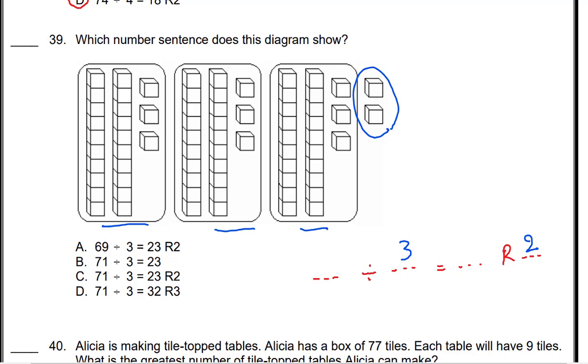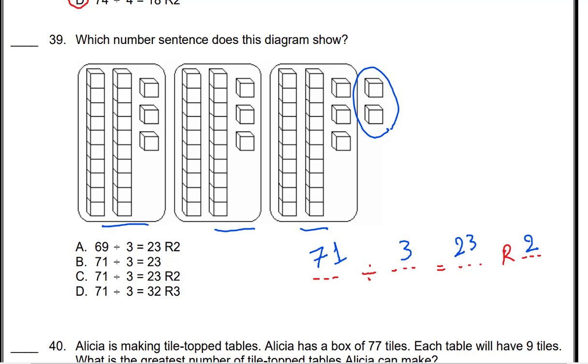The quotient is 23. Okay, 23, great. And the dividend, to find it, count all the counters again. 71. 71, great. Okay, so which one is the correct answer, my hero? C.